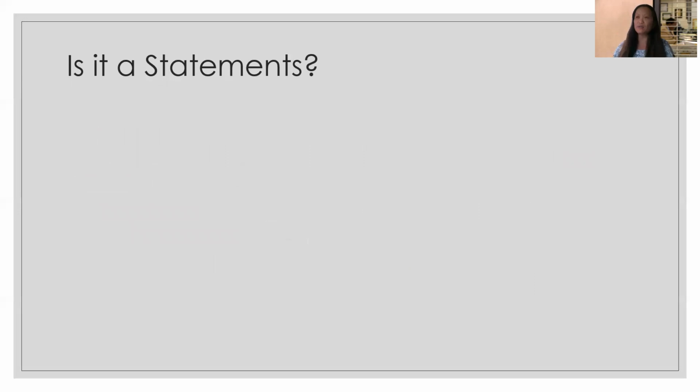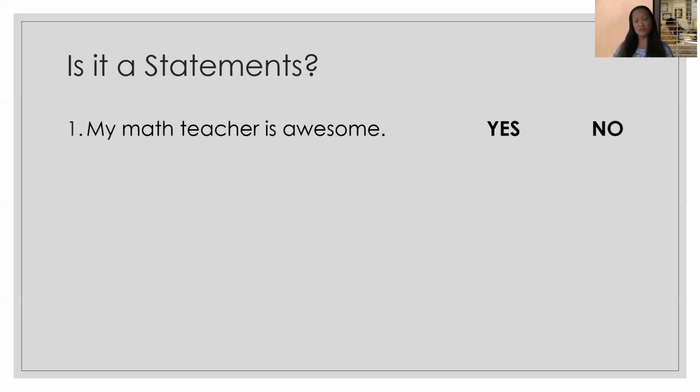Now, let's try to figure out if these are statements or not. For example, my math teacher is awesome. Is it a statement? Yes, because it is a complete sentence and it's true. Your math teacher is awesome. Huh, that's a joke.